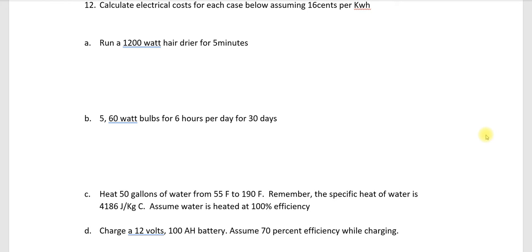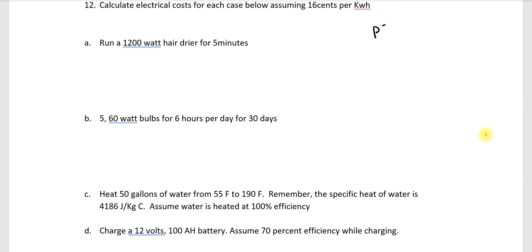I'm making this one to help you out with number 12 in your homework. So let's see, calculate electrical costs for each case below, assuming 16 cents per kilowatt hour. So again, you're charged in electrical use by this quantity called a kilowatt hour. Just a little reminder here.